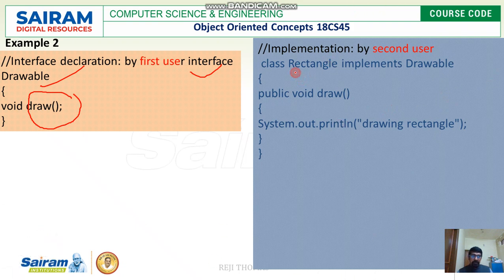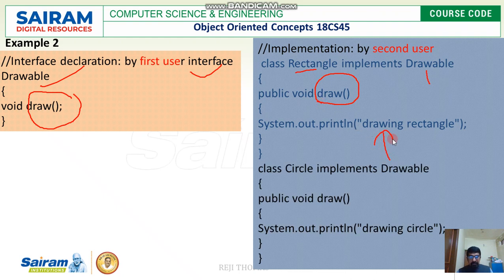So he has named it rectangle, which is going to implement drawable, and he is going to implement what this draw method is going to do. He is going to use this to draw a rectangle, and he has taken another class called circle, and inside the circle he is using this draw method again to draw a circle. So this is done by the second user. What the first user is doing is that he has created the interface; the interface declaration is done by the first user. The second user is going to implement the interface.